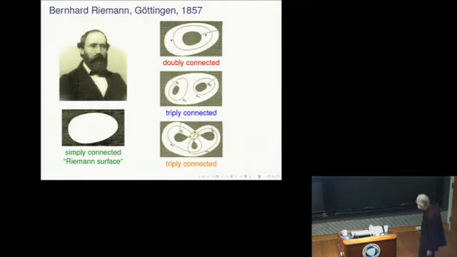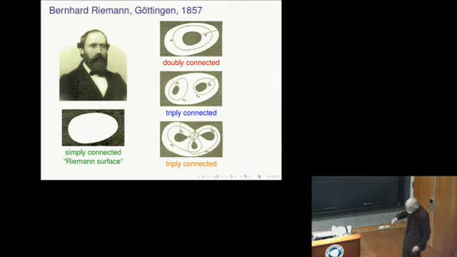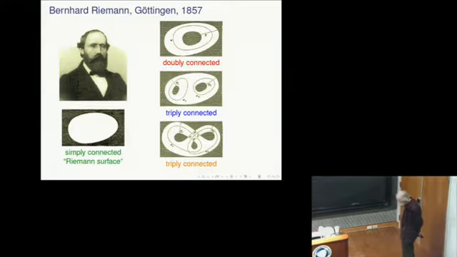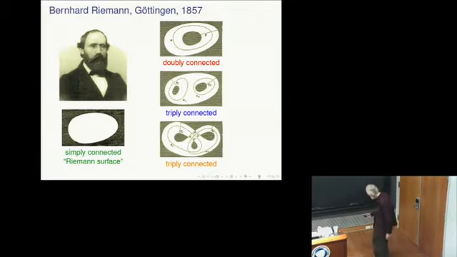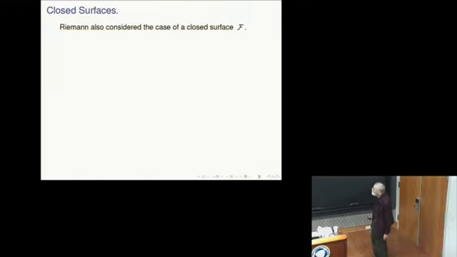Well, I should say what he means by this. His definition was the surface is simply connected if any crosscut cuts it in two, any path joining the boundary to itself through the surface. And doubly connected if you can have one path which doesn't disconnect, but any two paths disconnect, and so on. And he also considered the case of closed surfaces.